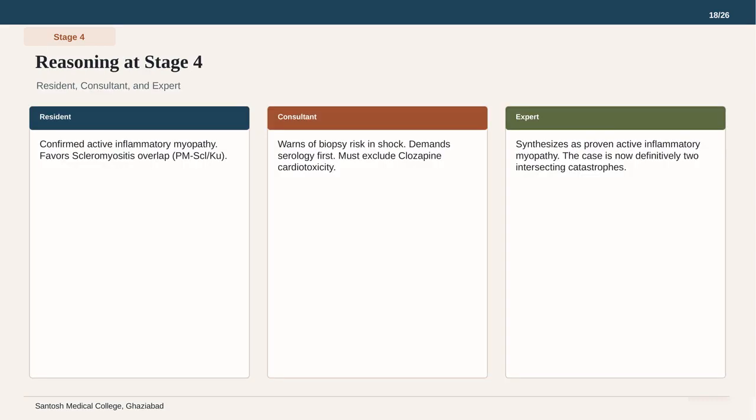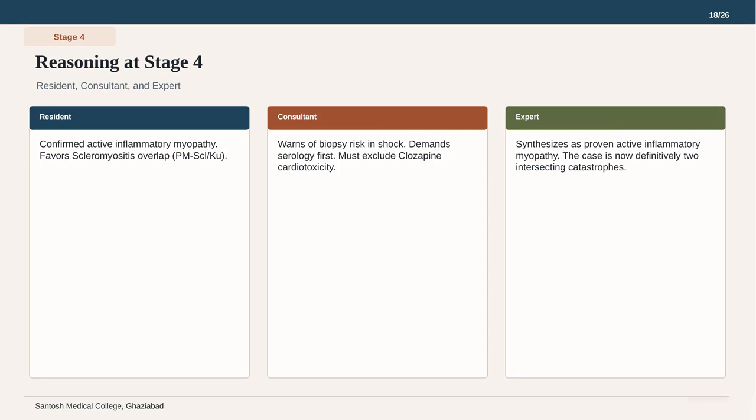The reasoning at stage 4 confirms we are dealing with two intersecting catastrophes. The resident in the first column favors a scleromyositis overlap, specifically looking at antibodies like PM-Scl or Ku. The consultant remains cautious, warning about the risks of a biopsy during shock and demanding more serology first. They also raise the possibility of clozapine-induced cardiotoxicity as a confounding factor.